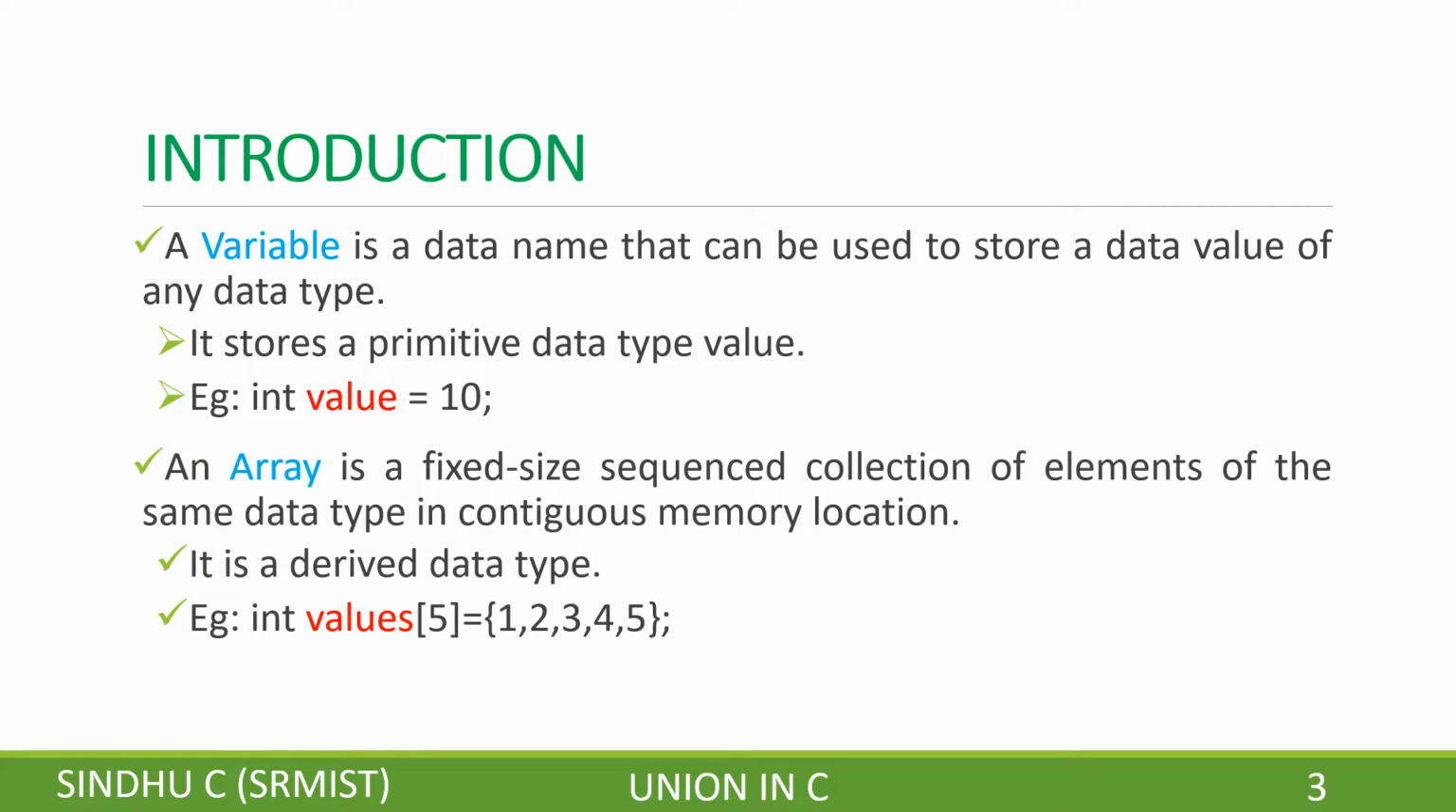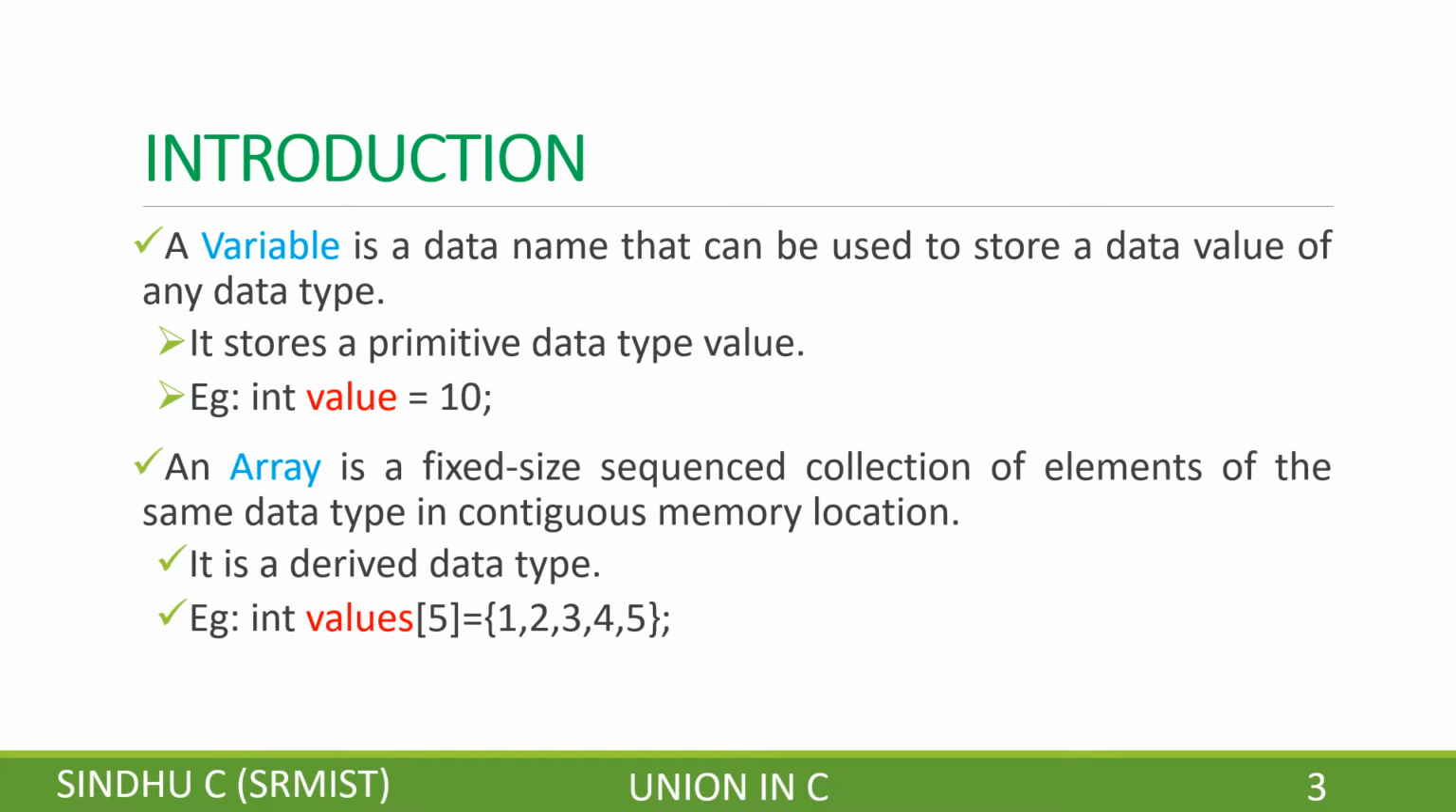Introduction. In this introduction section, I'll be discussing the relationship between a primitive variable, an array variable, a structure variable, and a union variable. So here, let's start with a variable, which is a primitive variable. A variable is a data name that can be used to store a data value of any data type. So it basically stores a primitive data type value. Here in this example, we have int value is equal to 10, where value is a variable name. It stores a primitive data type value which is 10 of the type int.